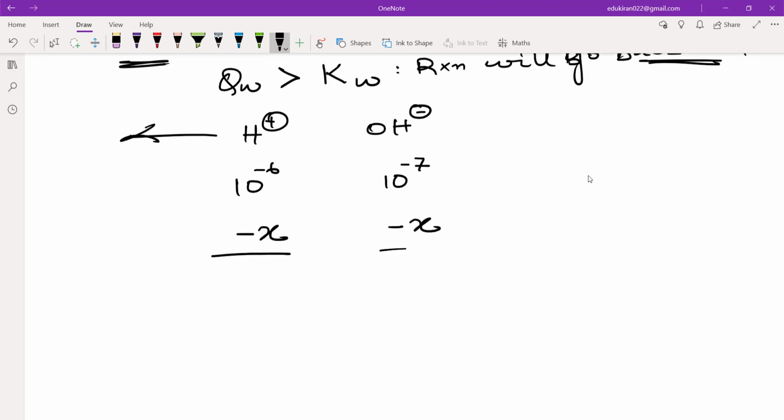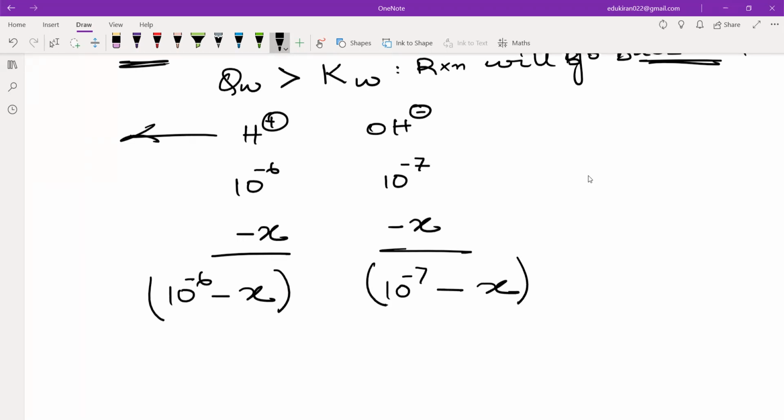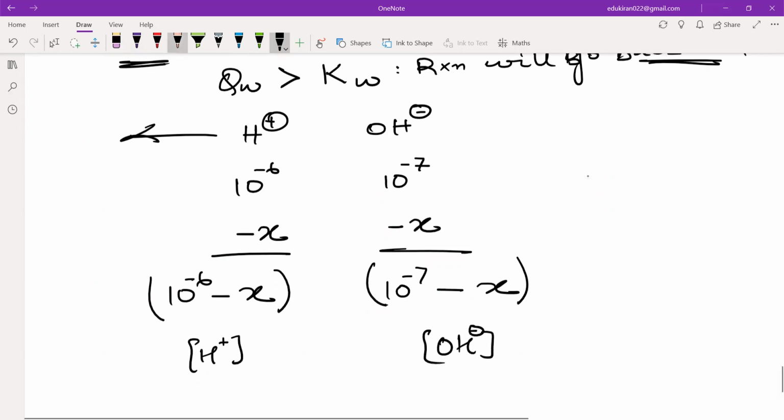That means I can write what is going to happen at equilibrium. I will have 10 to the power of minus 6 minus some quantity x, and I will have 10 to the power of minus 7 minus some quantity x. Yes or no? This is going to be happening at equilibrium. Now you see these two, 10 to the power minus 6 minus x, and 10 to the power minus 7 minus x.